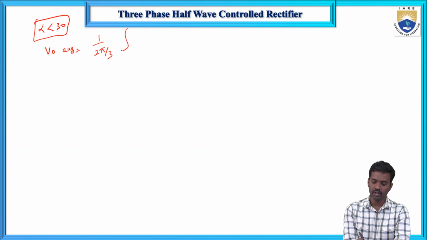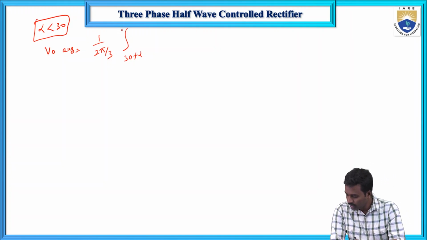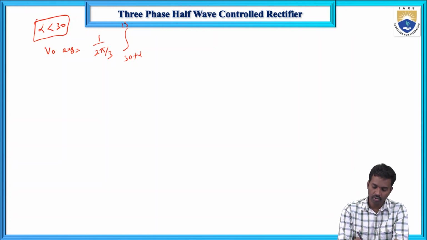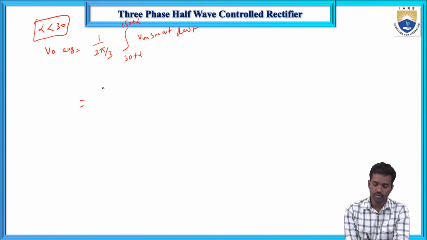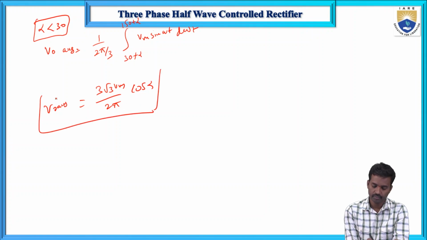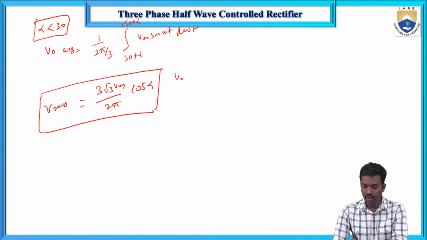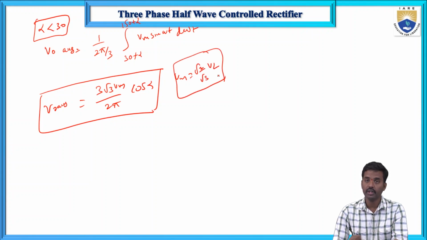So each thyristor will conduct from pi by 3, 30 plus alpha, and it is conducting up to what duration here? 30 plus alpha to 150 plus alpha. And now here this is the case, and next here Vm sin omega t d omega t. So now if you simplify this, V naught average is equal to 3√3 Vm by 2 pi cos alpha. Vm equals root 2 by root 3 into VL if line voltage is given.